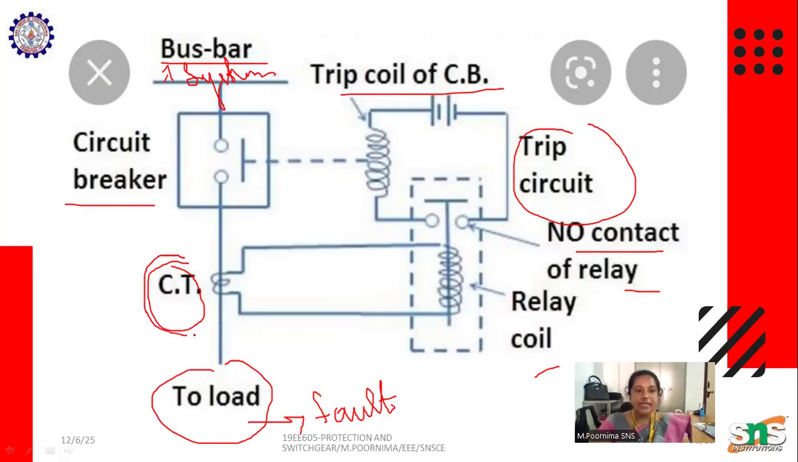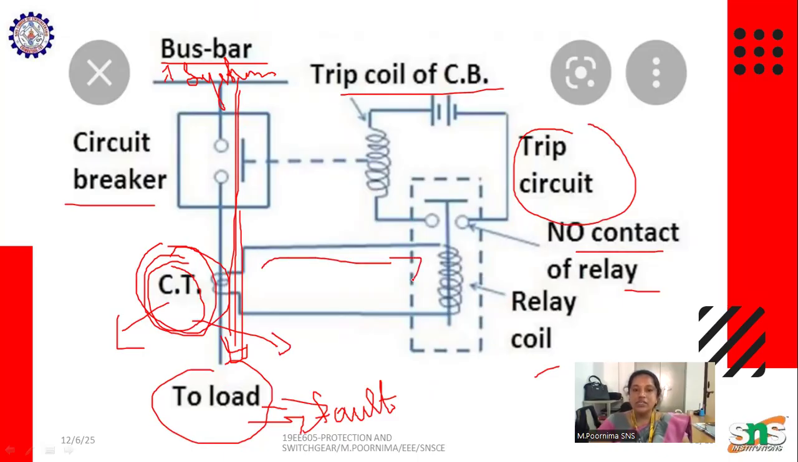The current transformer always senses the current. When it is normal conditions, nothing will happen. The current flows from the system to the load. When a fault occurs in the system or in the load, this current transformer sends a signal to the relay coil. The relay coil gets energized. When the relay coil gets energized, what happens?